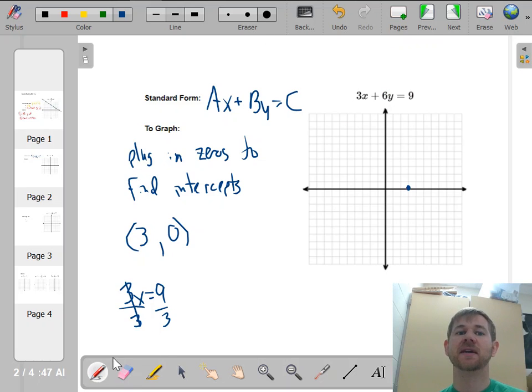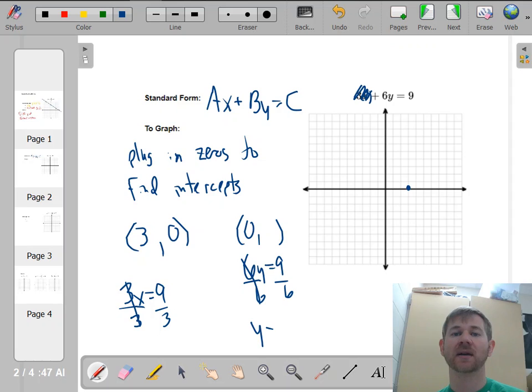I'm going to do the same thing here, but I'm going to plug in 0 for x. So I'm finding the point when x is 0. So if you plug in 0 for x, this whole thing goes away. So you have 6y equals 9, and then when you solve that equation, you get y equals 9/6, which is 3/2, or 1.5 as a decimal. I like 3/2, but that's the y-intercept. So 3/2 is right there.